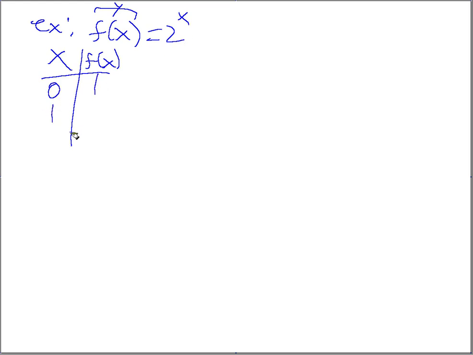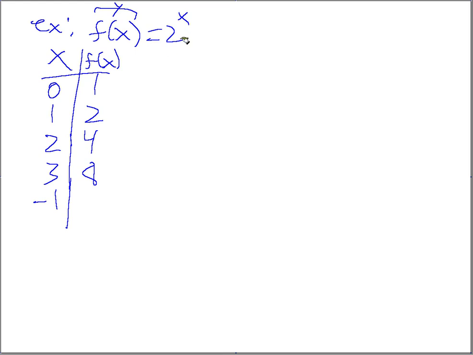Pick x to be 1. 2 to the first power is 2. Pick x to be 2. We did that earlier here. 2 to the second power was 4, remember? Let's pick x to be 3. What's 2 cubed? 2 cubed is 8. Again, it can also take on negative numbers. Remember, domain is all real numbers. Let's try some negative numbers.